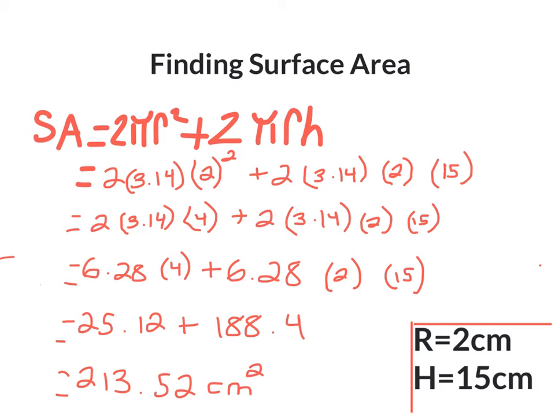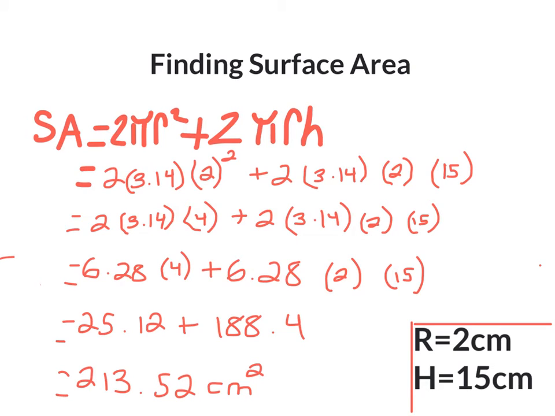times 3.14 times 2 times 15. Doing that using BEDMAS, we know we do our exponents first, which will now make our equation 2 times 3.14 times 4 plus 2 times 3.14 times 2 times 15. Following BEDMAS, we're now going to do our multiplication.